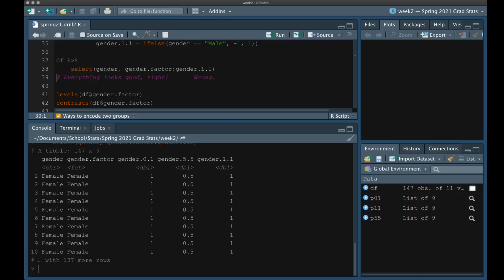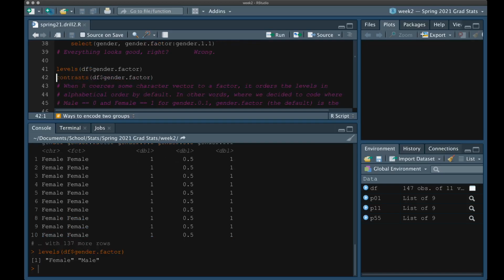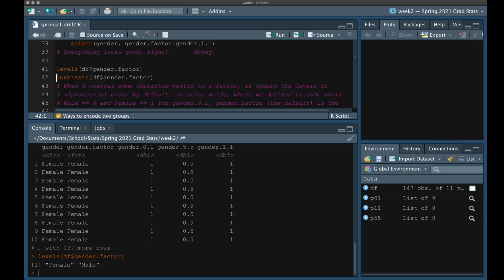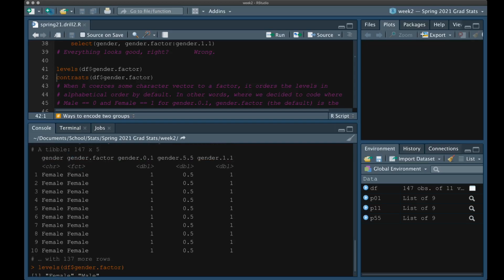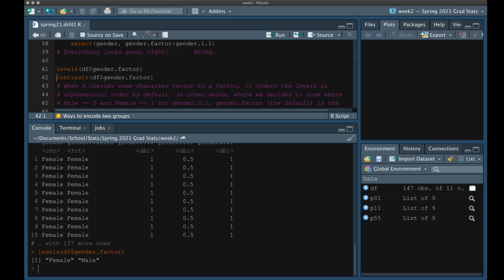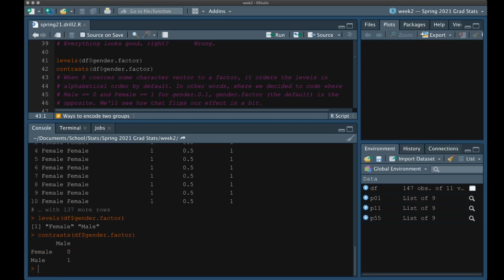Well, no, not really. If we look at the levels of the factor, where we just allowed R to do its default thing, and we just said, hey, make this a factor and do with it what you will. If you look at the levels in that factor, it's female and male, or if you use the contrasts function, this will show you how all the contrasts are coded. And in this case, it has female coded as 0 and males coded as 1.